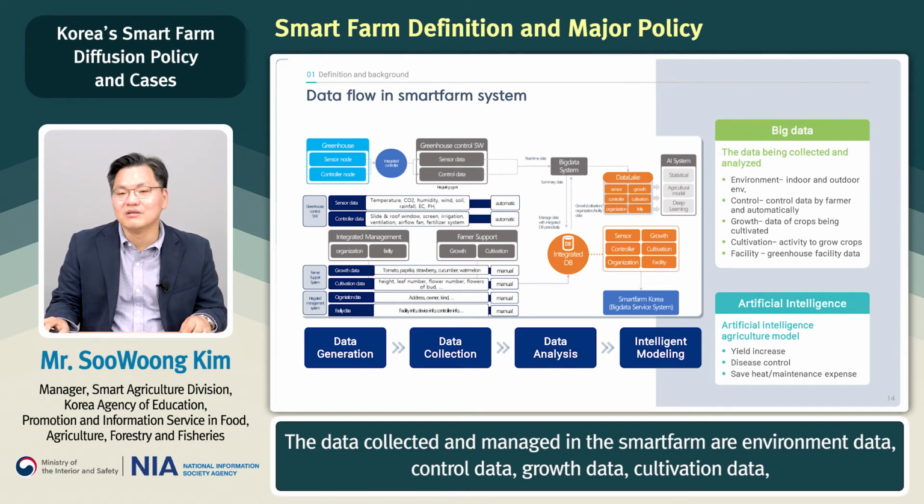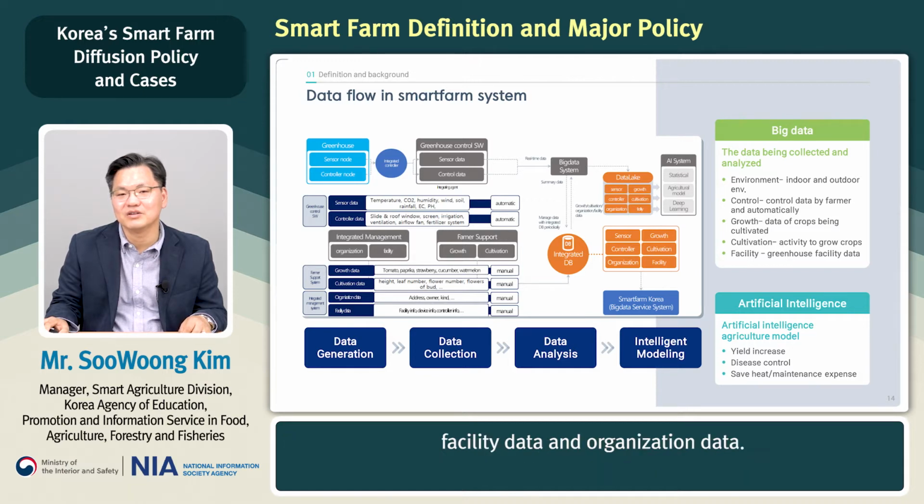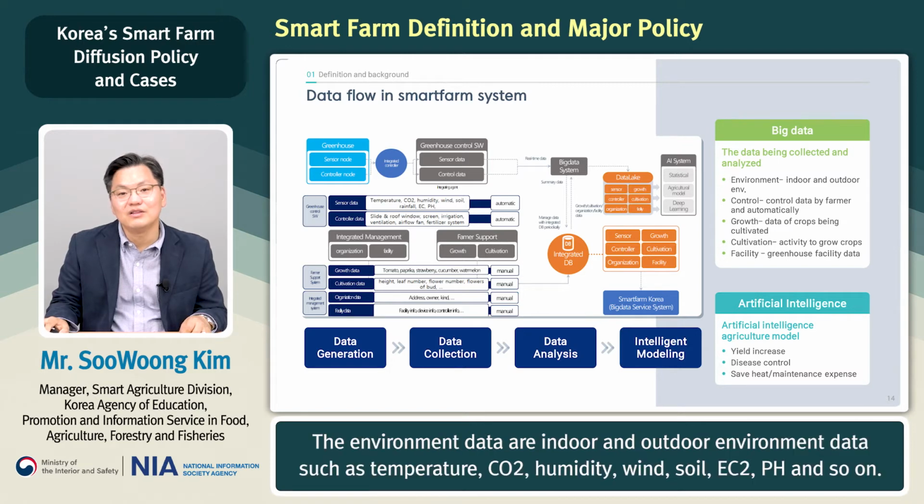The data collected and managed in the smart farm are environment data, control data, growth data, cultivation data, facility data, and organization data. The environment data are indoor and outdoor environment data, such as temperature, CO2, humidity, wind, soil, EC, pH, and so on.